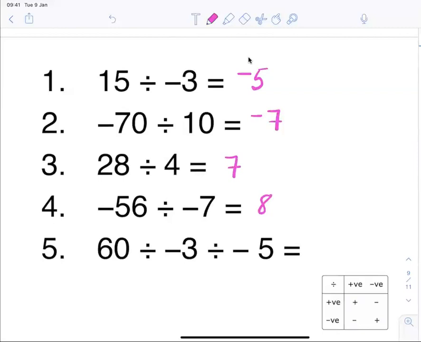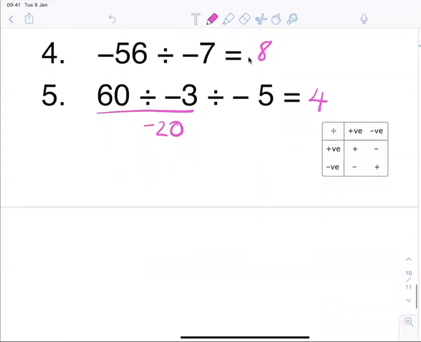And again, we've got this two-step problem here, lots and lots of signs. So let's break it up. We've got 60 divided by negative 3, and we'll take that answer and divide it by negative 5. Well, 60 divided by negative 3 gives us negative 20. And negative 20 divided by negative 5 will give us 4.